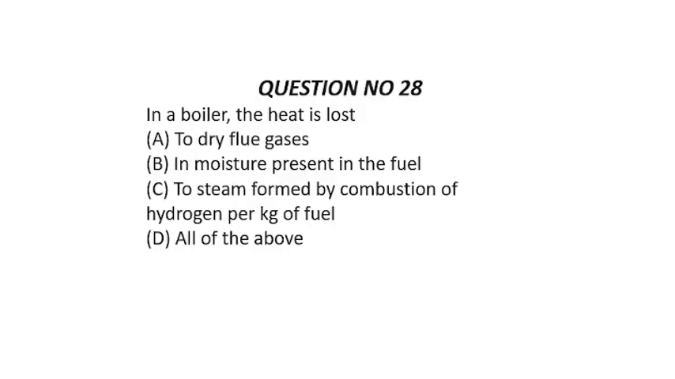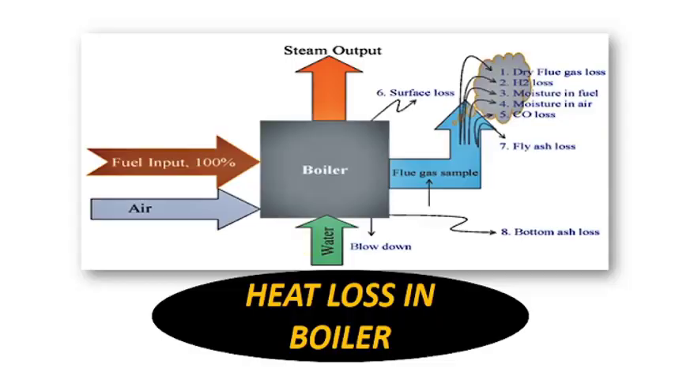Question number 28. In a boiler, the heat is lost due to all of these options. So the correct option is option D, all of the above. You can see the heat loss in a boiler due to flue gases, due to all of the reasons.